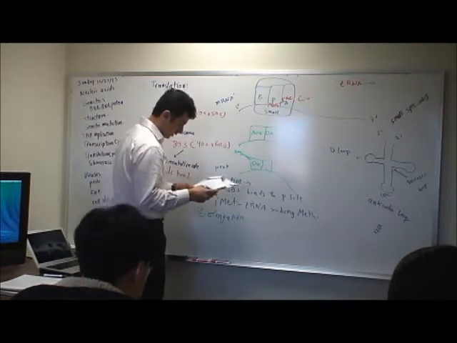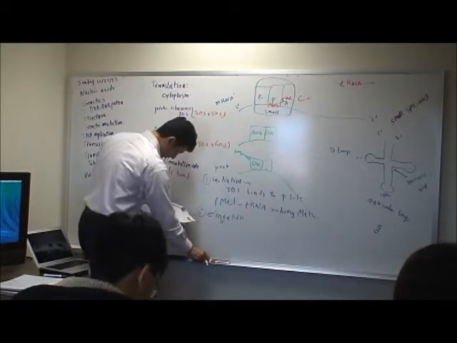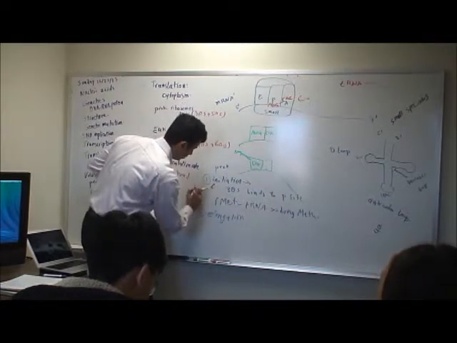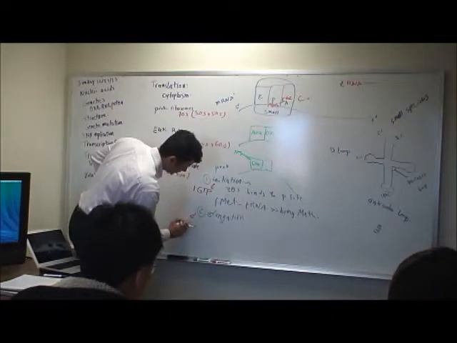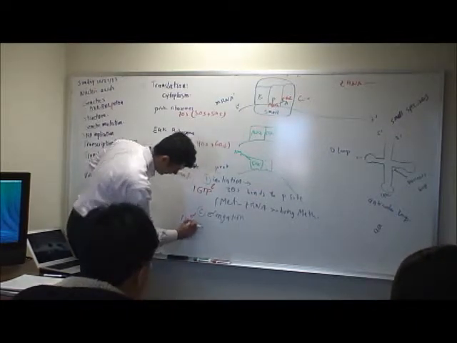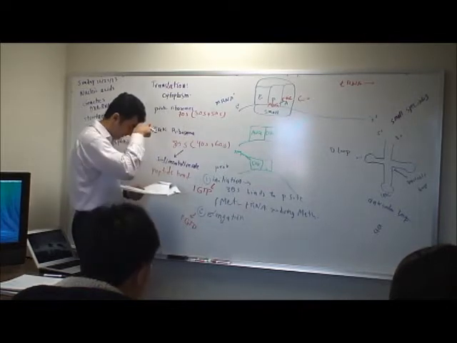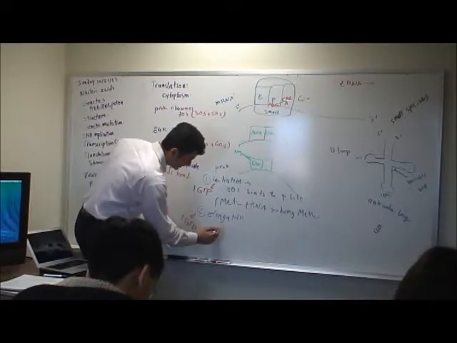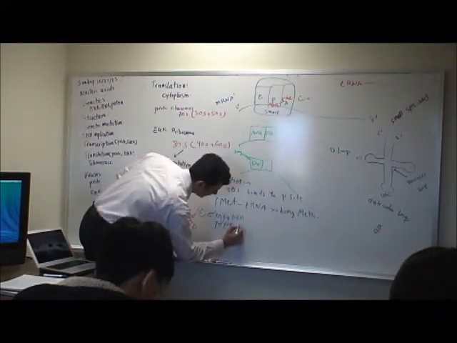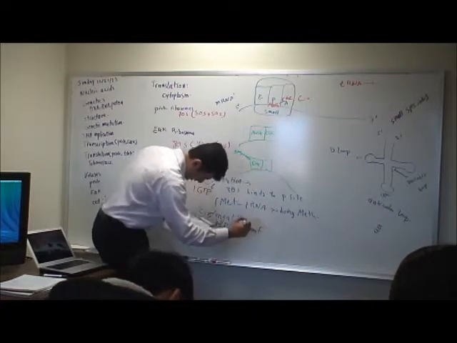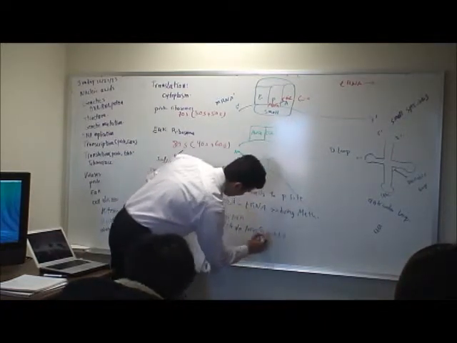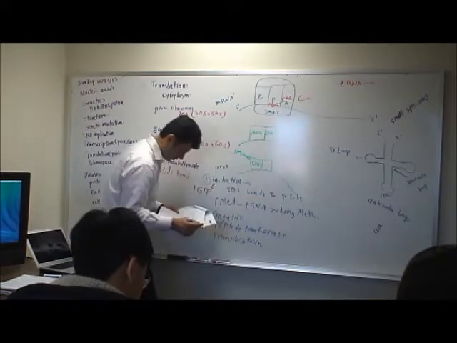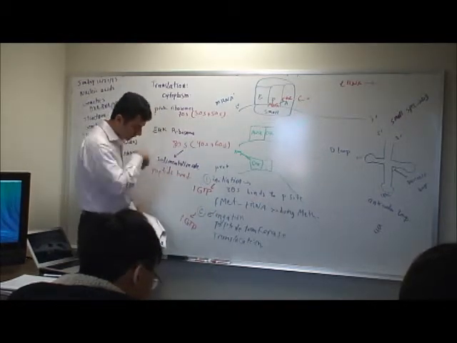For elongation, I will write the energy. Initiation requires 1 GTP. Elongation requires 1 GTP. So elongation not only is a peptide transferase, it also requires translocation. Goes from A site to P site.